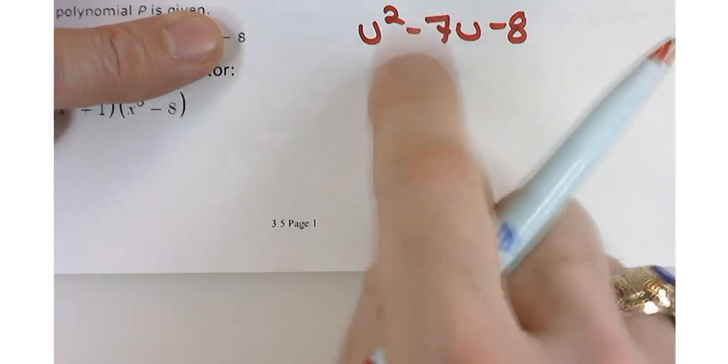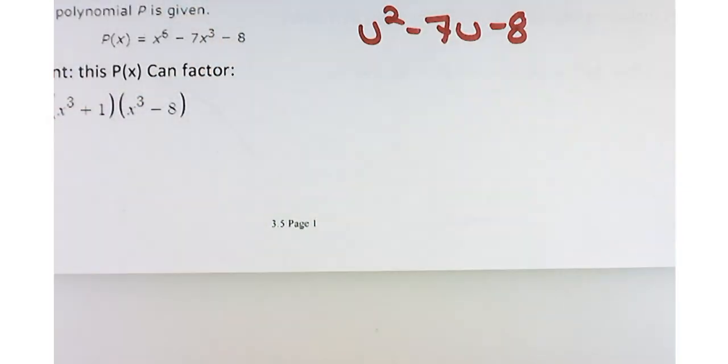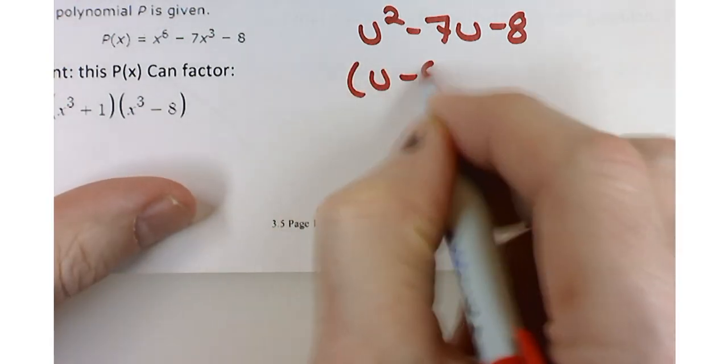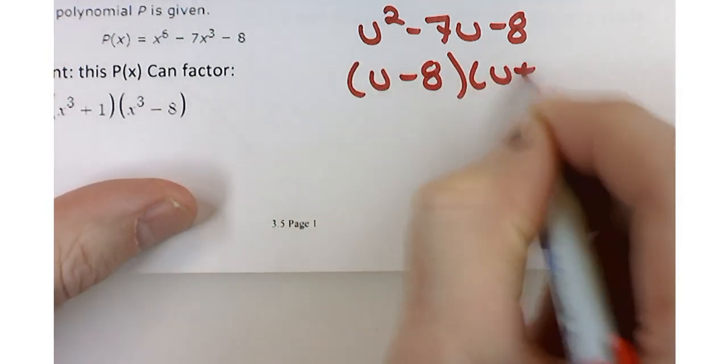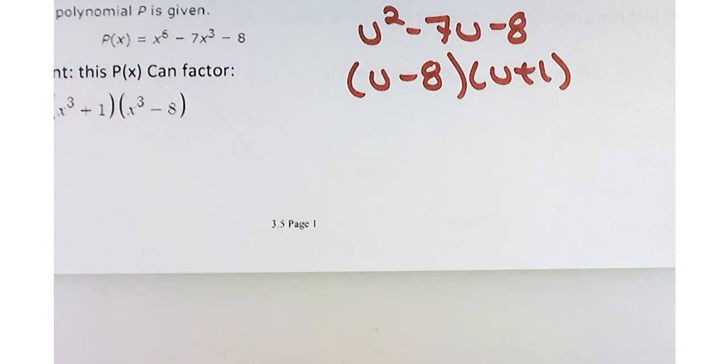Can anyone factor this for me? u squared minus 7u minus 8. Let's just ignore the original problem for a moment. Nick? u minus 8 and u plus 1. All right, u minus 8 and u plus 1. Perfect. So we got it factored. That's nice.